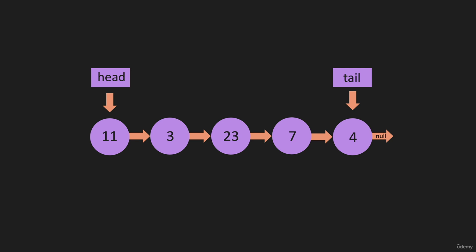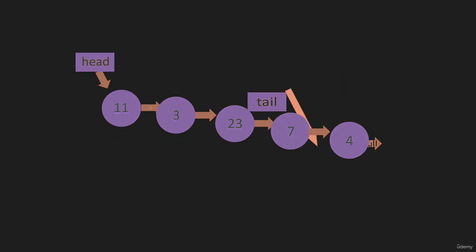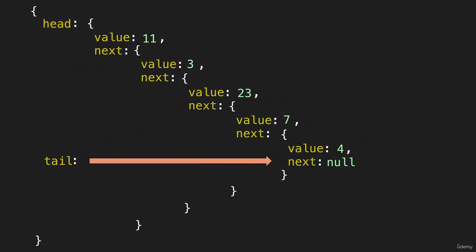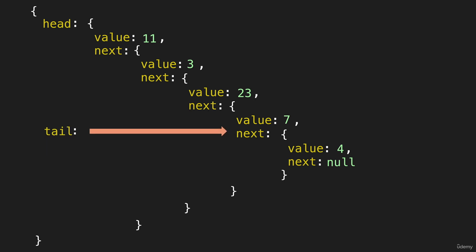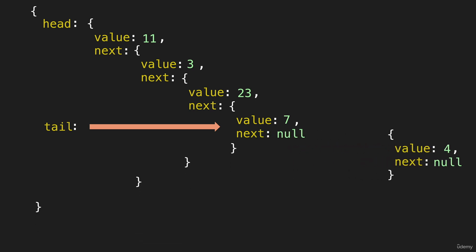And in order to do this, I'm going to convert this from the graphical way that we're looking at this to looking at this as nested objects. So we are going to have tail point to the previous item, and then we'll say tail.next is equal to null, which removes that node, and then we can return the node.